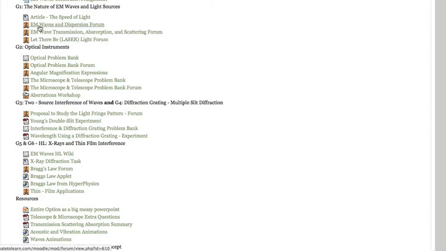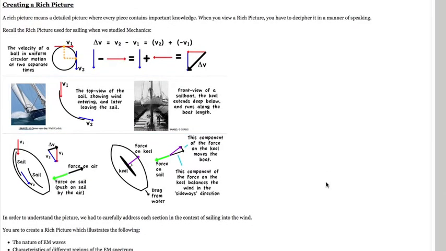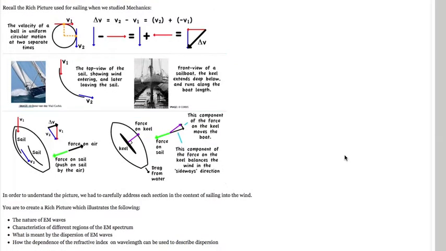The first activity is this one, the electromagnetic waves and dispersion forum. If I go into that, then you see there are some instructions about creating a rich picture. This particular rich picture is one that I made for an earlier topic in the course, so the students are familiar with it, and it shows them what a rich picture could look like.